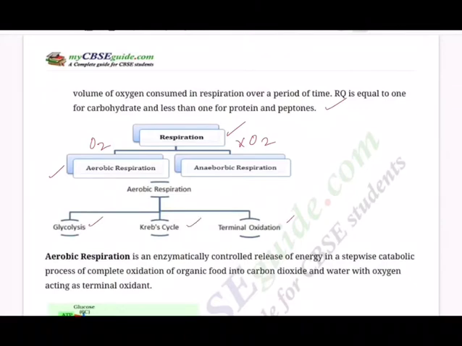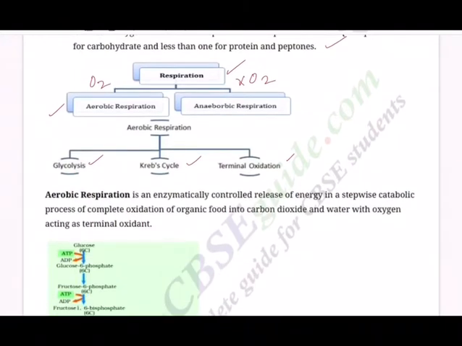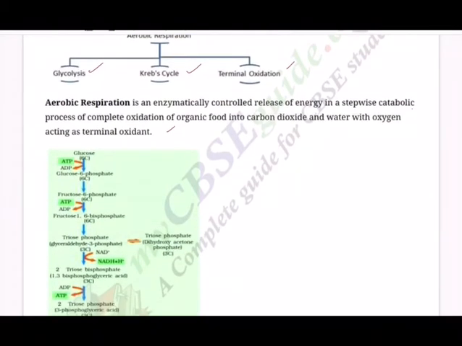Step number 2 is Krebs cycle. Step number 3 is terminal oxidation. Electron chain will be there. So aerobic respiration is an enzymatically controlled release of energy in a stepwise catabolic process of complete oxidation of organic food into carbon dioxide and water, with oxygen acting as terminal oxidant.